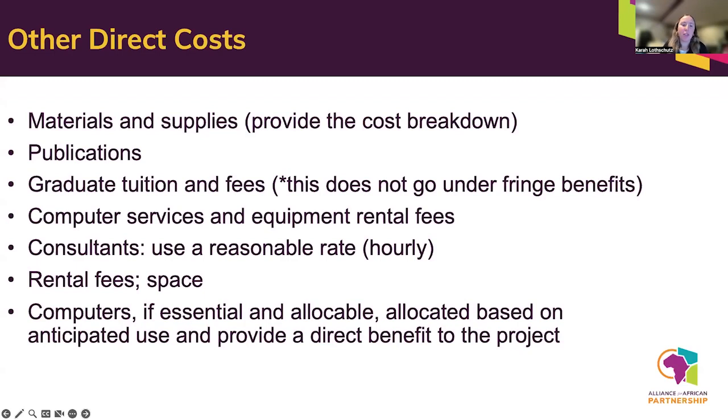These can be publications, graduate tuition and fees that do not go under the fringe benefits, computer services and equipment rental fees, consultants that use a reasonable rate, usually hourly, and then rental fees for space, computers if essential and allowable, that are allocated based on anticipated use and provide a direct benefit to the project.